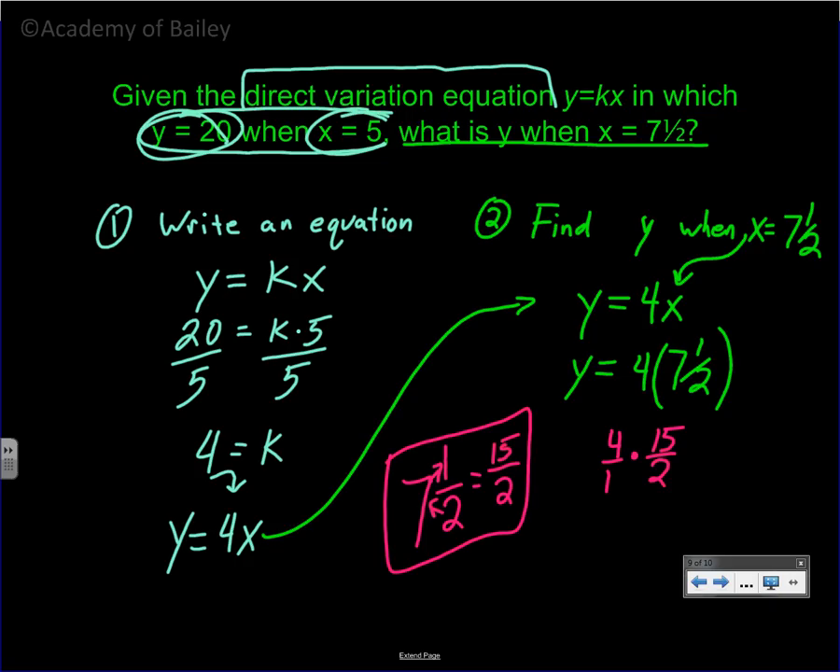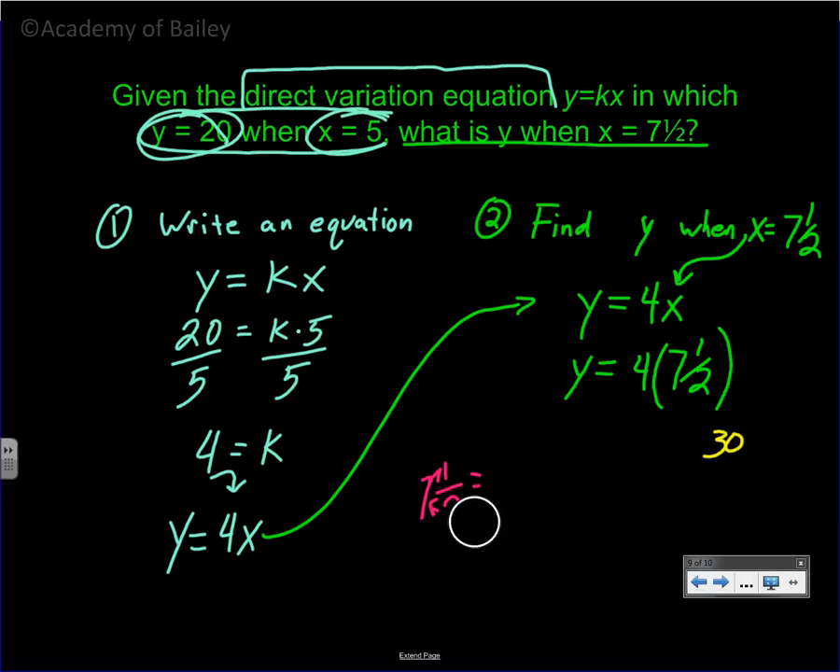Now we have 4 over 1 times 15 over 2. I know 2 goes into both 4 and 2. So 2 goes into 4 twice. 2 goes into 2 once. And now I can multiply this straight across. 2 times 15 is 30. 1 times 1 is 1. And I don't need to put that on the bottom of 30 because 30 over 1 is just 30.